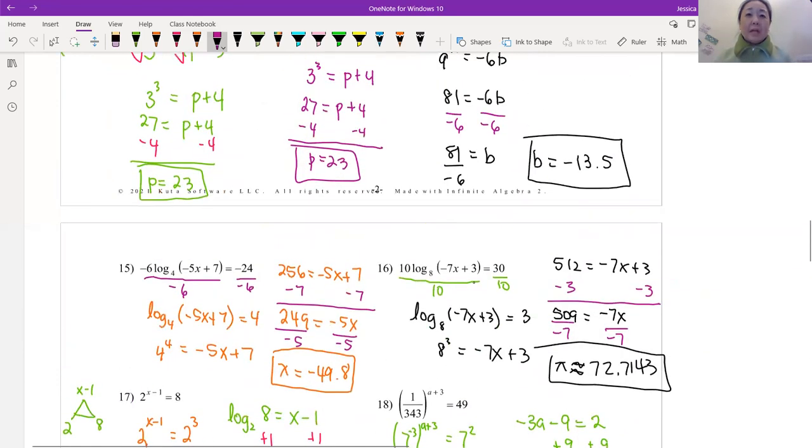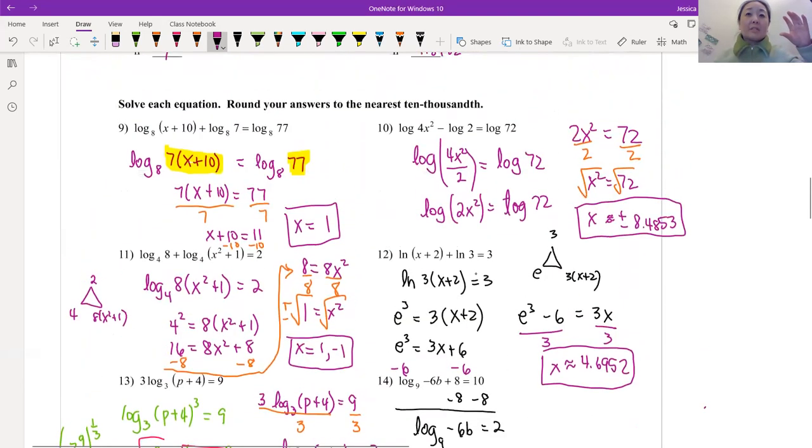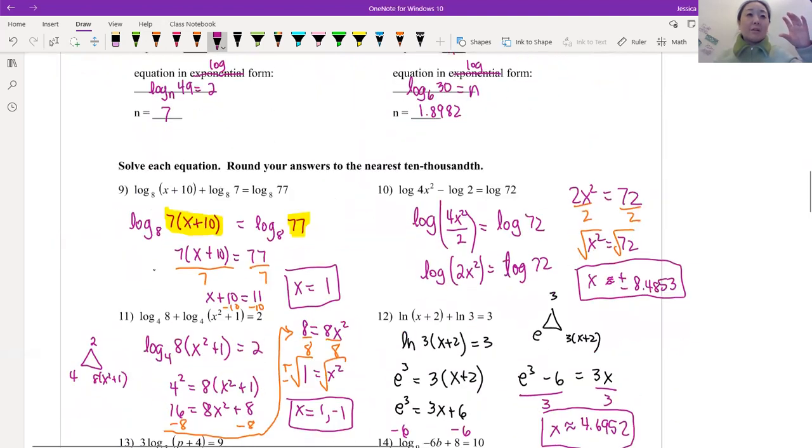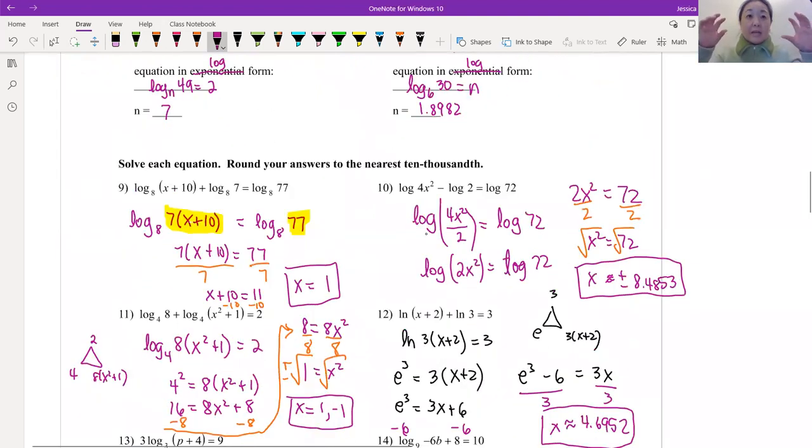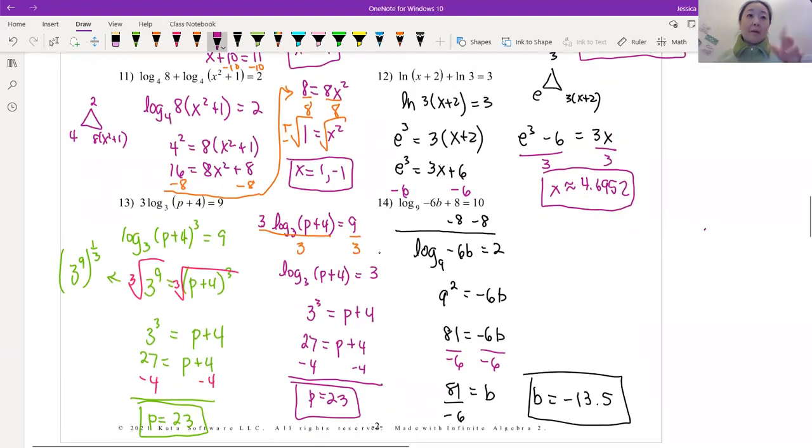And then if you have logs on both sides, like these guys right here, then simplify both sides, drop the logs, and then equate the arguments together. Or if you have logs only on one side, simplify it out as much as you can and then change to exponentials. That's it. And then solve for x.